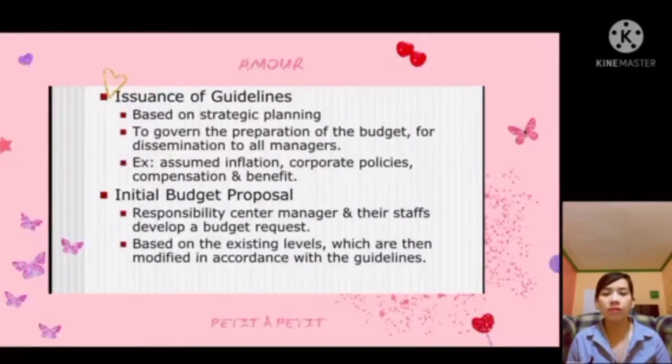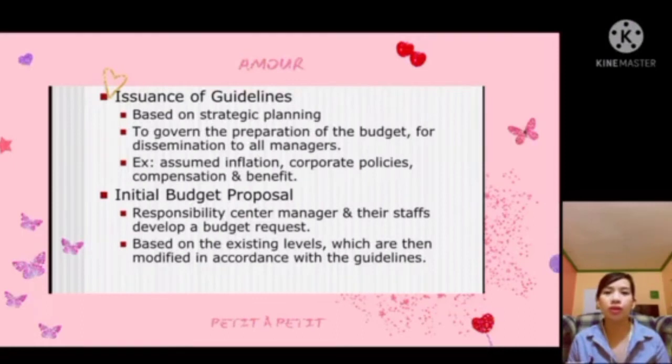The issuance of guidelines based on strategic planning to govern the preparation of the budget for dissemination to all managers. Example: assumed inflation, corporate policies, compensation, and benefits.